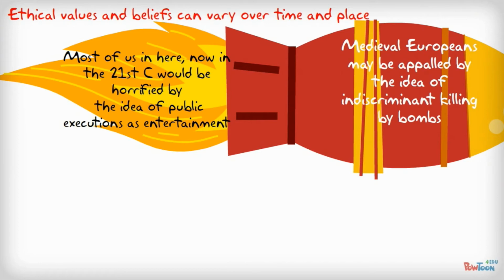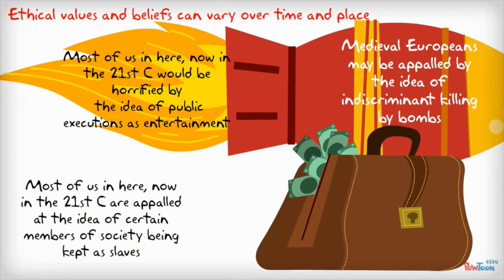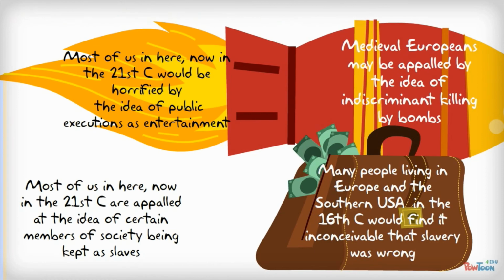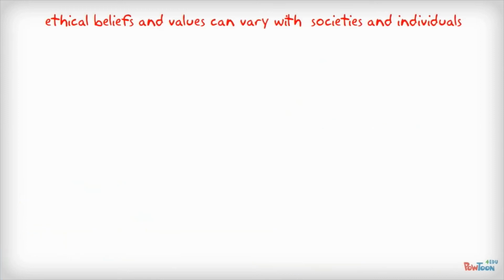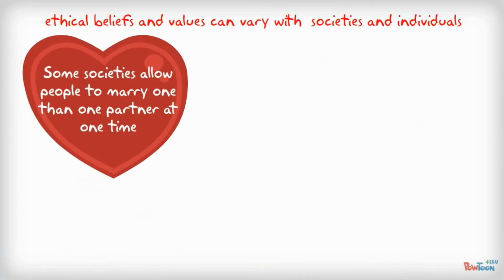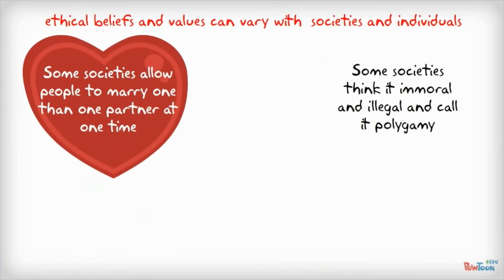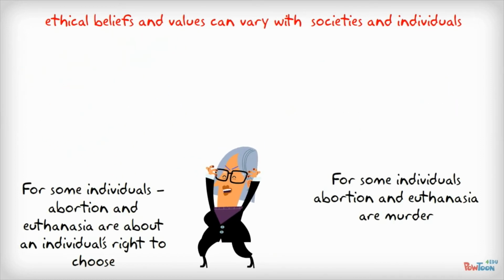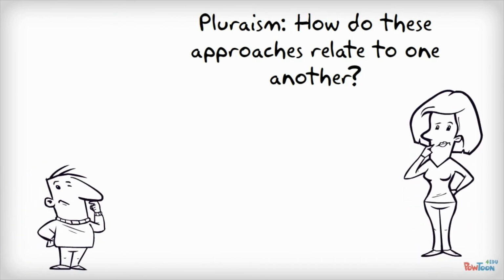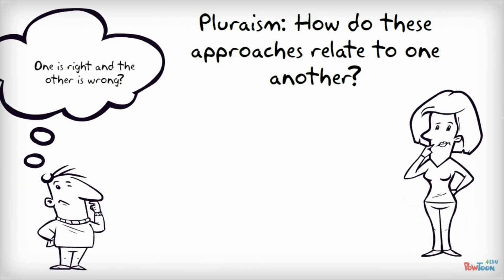Think about public executions as entertainment, and then medieval Europeans thinking about bombs. What about slavery? How has that changed over time? People have different beliefs and they've changed over time. But ethical beliefs and values can be different at one time. Thinking about polygamy and marriage, abortion and euthanasia, and the variation of thoughts and beliefs around ethical behaviour of those things. So is pluralism okay?